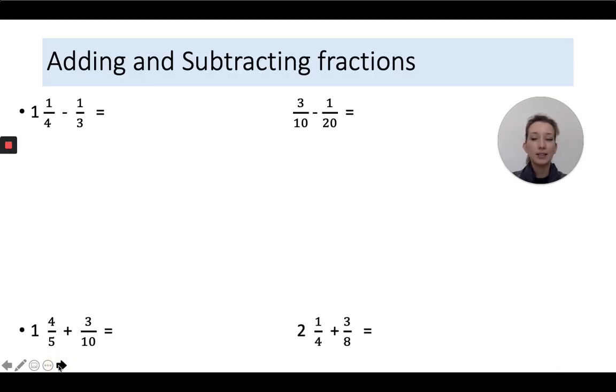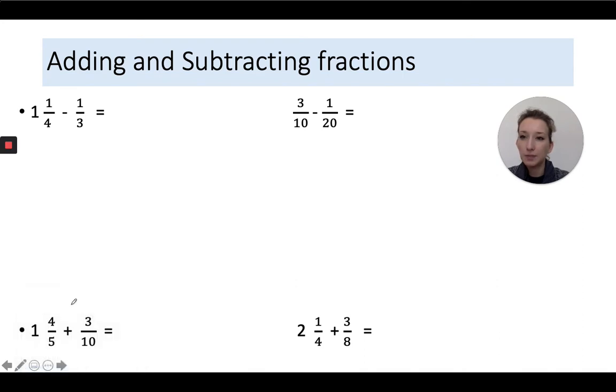So let's look at the procedure for adding and subtracting fractions. These first two I'll have a go at with you, and maybe the bottom two you can have a go on your own, just at your leisure.